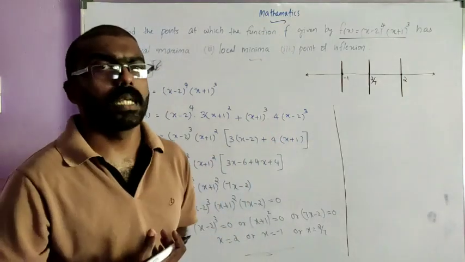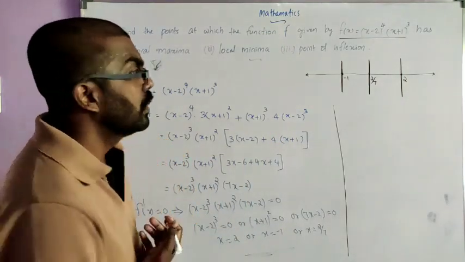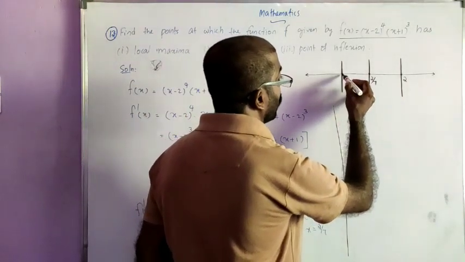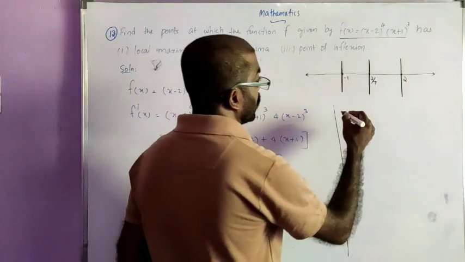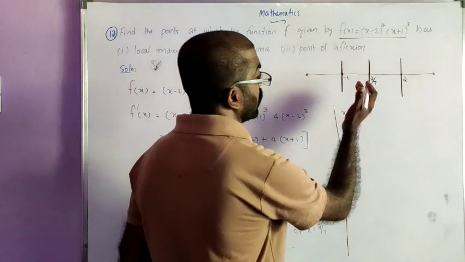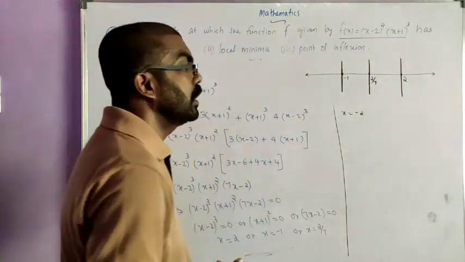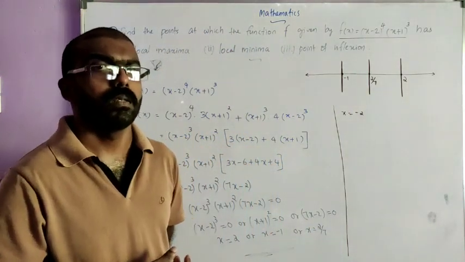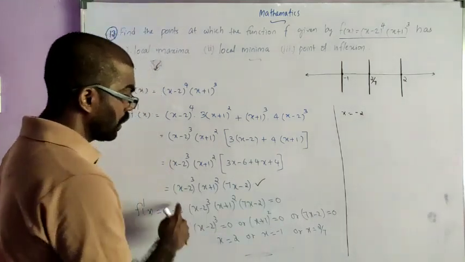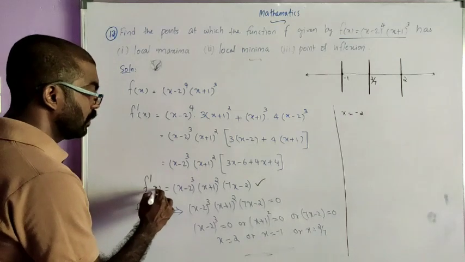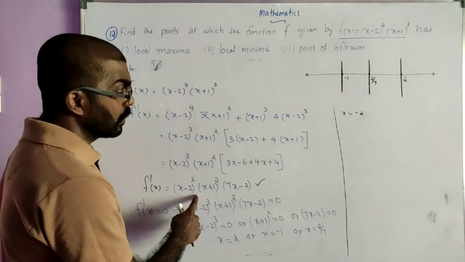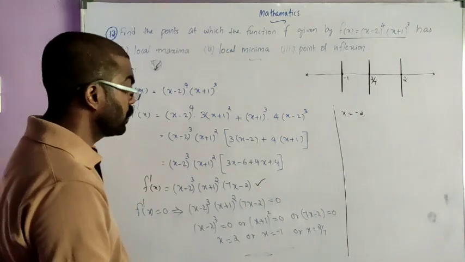In order to check the change of sign, we have to consider one point which is sufficiently close to and to the left of minus 1. So here we can take the number as x equal to minus 2. Okay, minus 2 is less than minus 1 and it is very close to minus 1. Okay, and we have to substitute the value here, f dash of x. f dash of x is (x minus 2) the whole cube, (x plus 1) the whole square, (7x minus 2).